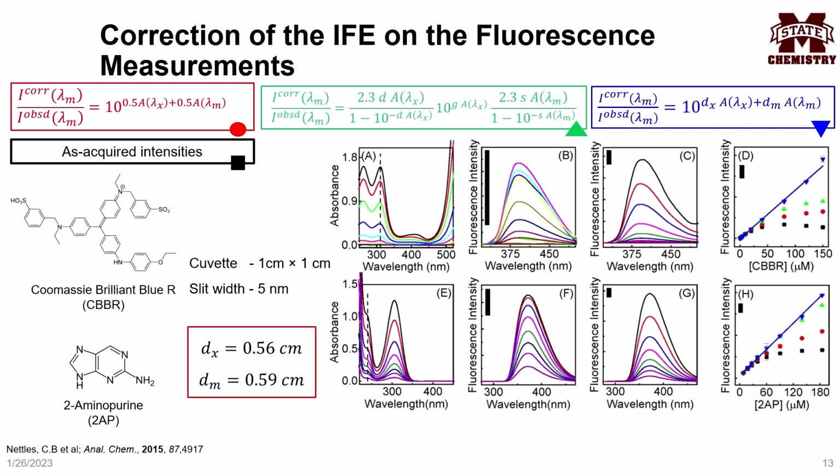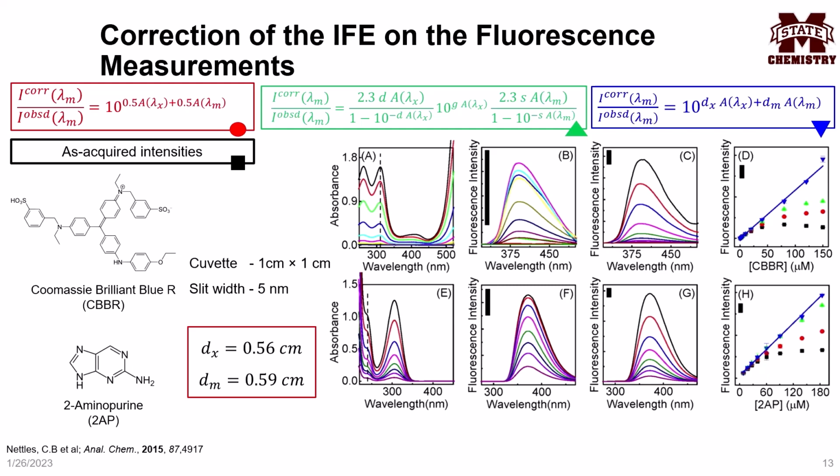Even equations 1 and 2 don't give a satisfactory linear correlation. But there is excellent linear correlation observed when equation 3 is used, suggesting a superior inner filter effect correction. Please note that in this case too, the excitation and emission wavelengths are different, providing further evidence that the effective path lengths are instrument-specific but sample-independent.